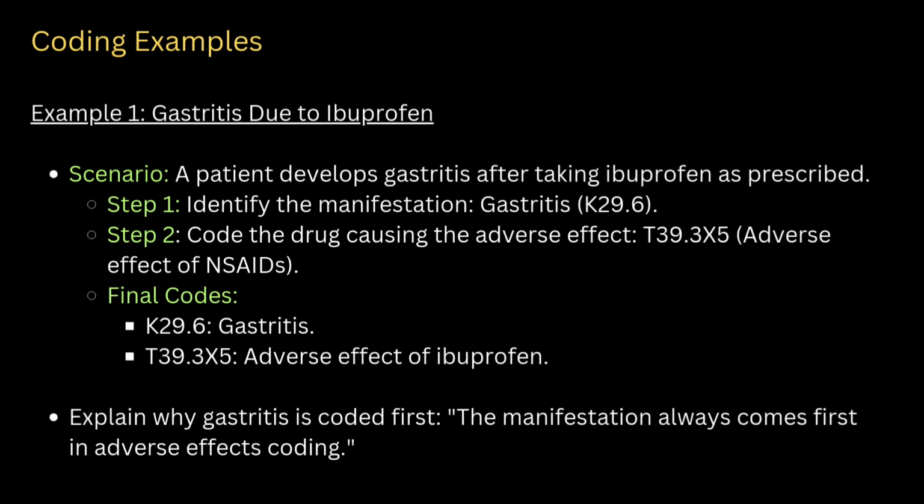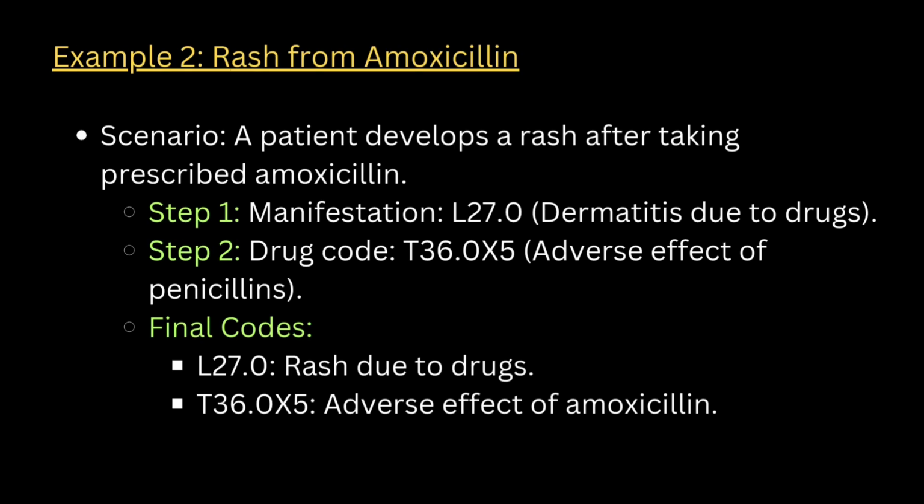Here I have given an example: gastritis due to ibuprofen. A patient develops gastritis after taking ibuprofen as prescribed. So first we have to identify the code for gastritis. Second, you have to code for the adverse effect of that drug. Always the condition should be coded first. Second, you have to code for the adverse effect.